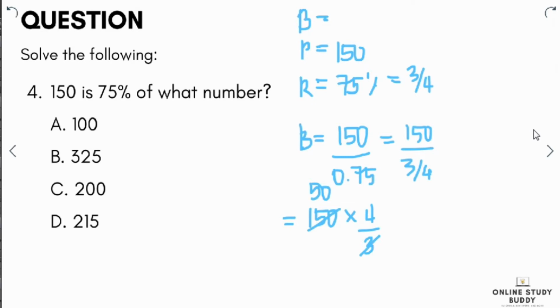So, ang literal equation is 50 times 4. So multiply natin 0, 20. So, ang final answer natin is 200.